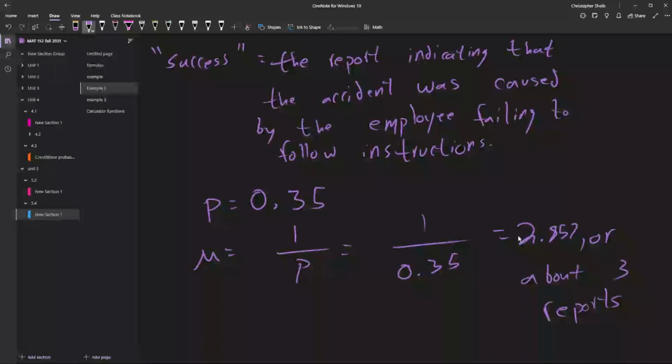So this safety engineer would expect to have to go through about 3 reports before finding one that indicates that the accident was caused by a failure to follow instructions.